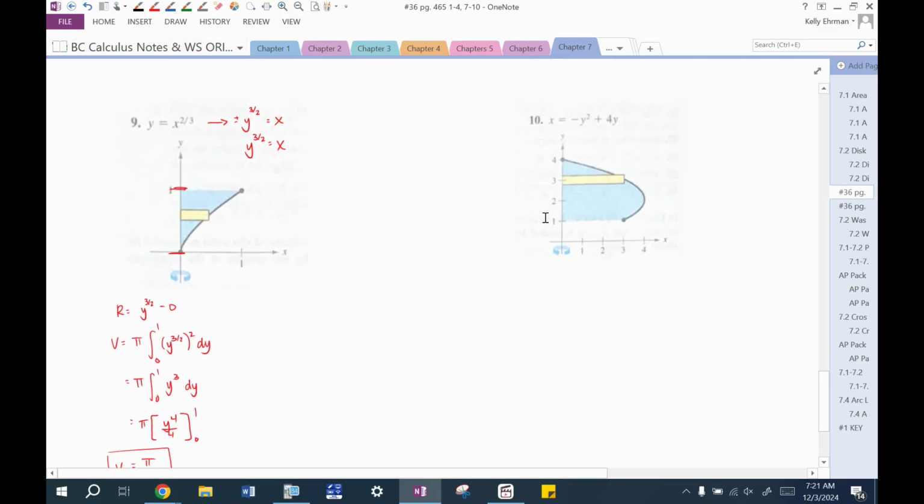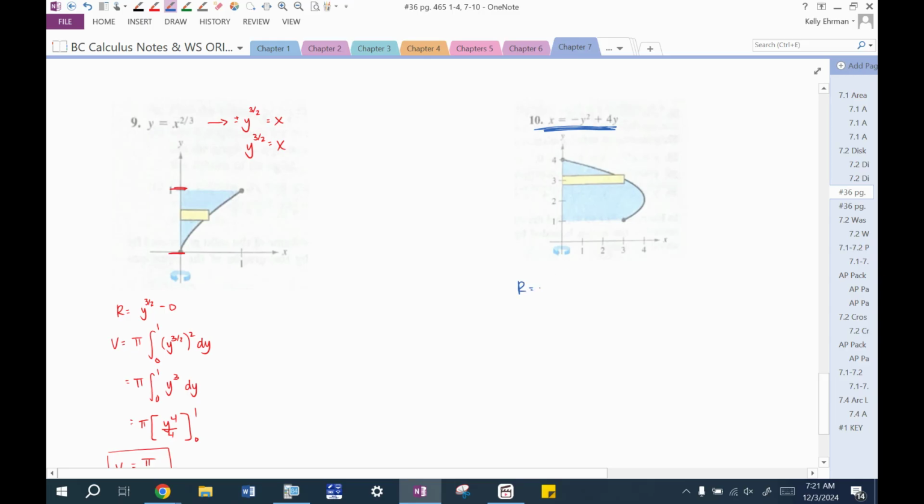Okay, last problem. Now, how do I solve this? Oh, sorry, I don't have to solve. I was just going to say, how do I solve this? It's already solved in terms of y for us. This would be really hard to get in terms of x, so we're not going to do that.